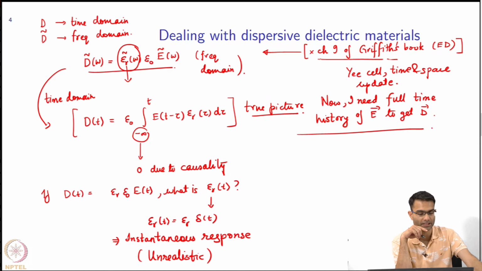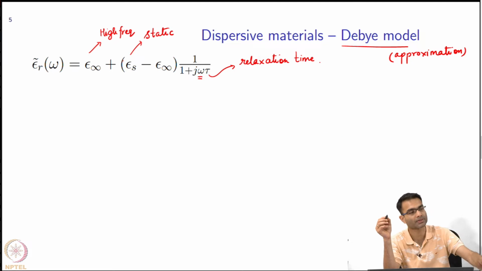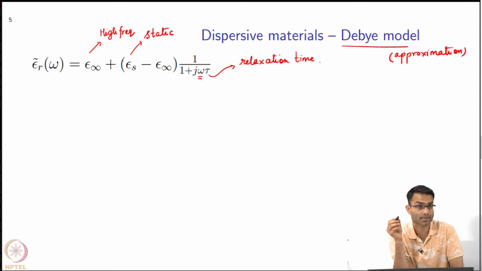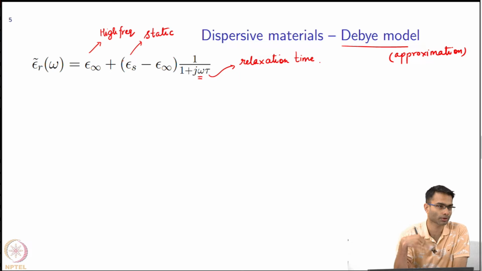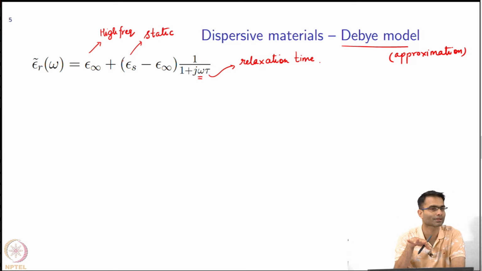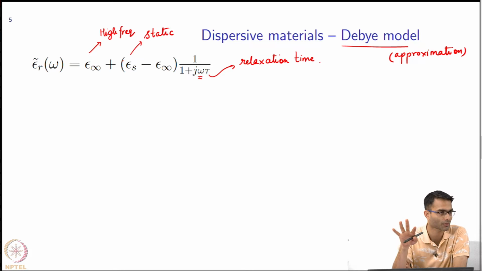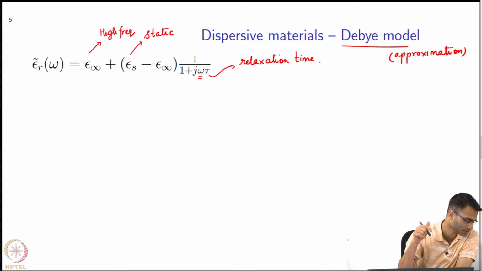In our previous expression over here, we did not say anything about the form of epsilon r as a function of omega. So, we are going to start with this as one form and see: do I still have to store all the past history, or is there some clever thing I can do? That is the objective of what we are trying to achieve.